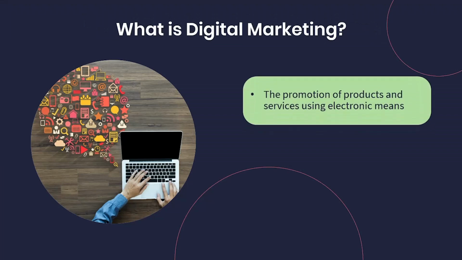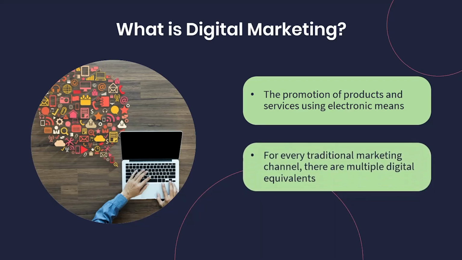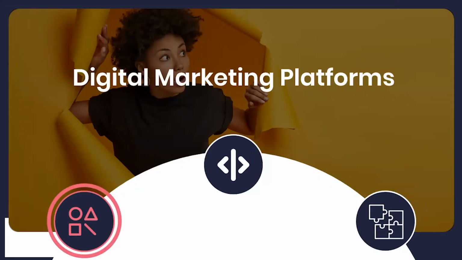What is digital marketing exactly? Well, it's the most basic form of the promotion of products and services using electronic means. Essentially, for every traditional marketing channel, there are multiple digital equivalents. There are hundreds and hundreds of different channels, including some very niche ones, which only suit a small percentage of industries or people, and we can't possibly cover them all. But we'll be looking at the top digital marketing platforms for the purpose of this program. And by platforms, we basically mean all the different spaces where digital marketing is taking place.